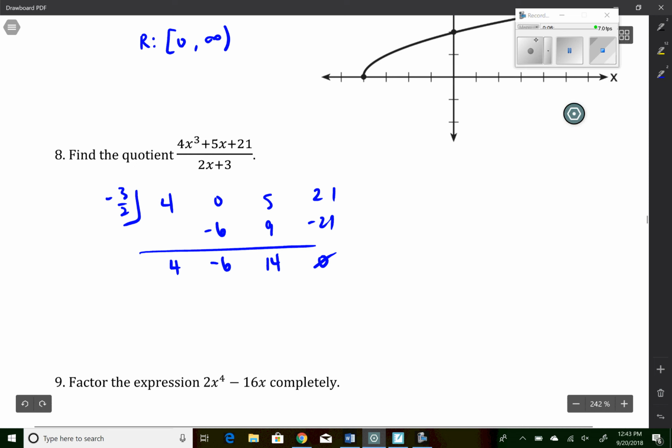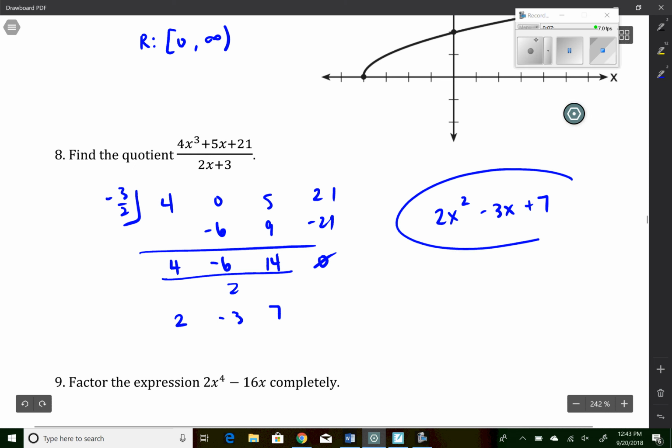Remember, whatever the denominator is, we got to divide all that by it. So our numbers are really 2, negative 3, and 7. So my answer is 2x squared minus 3x plus 7.